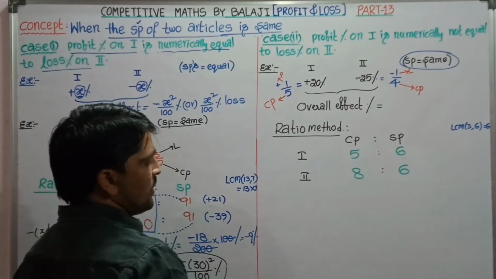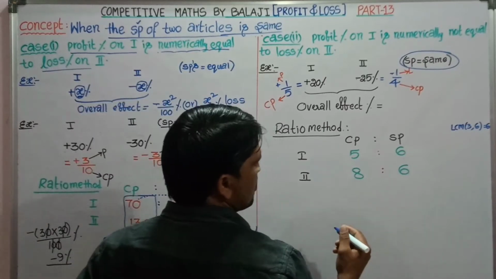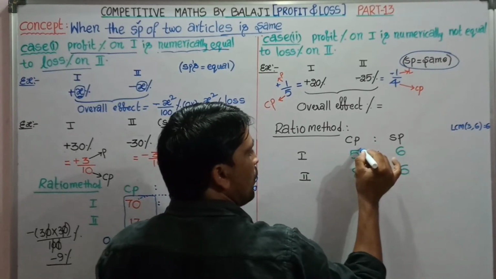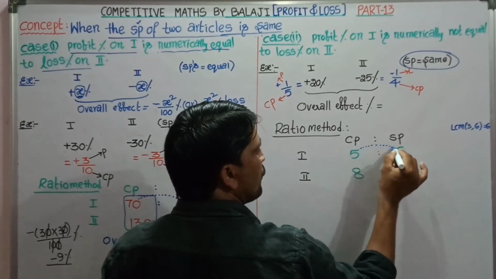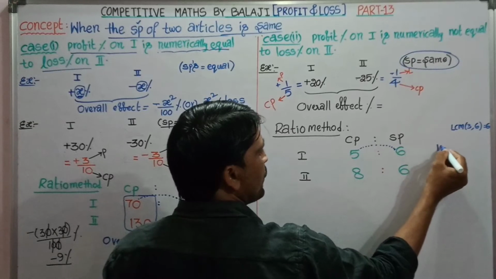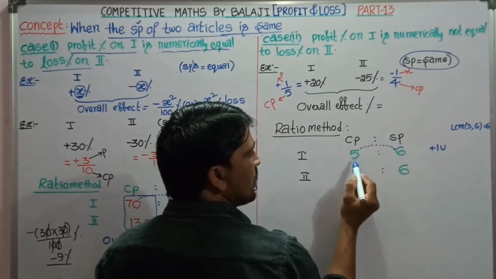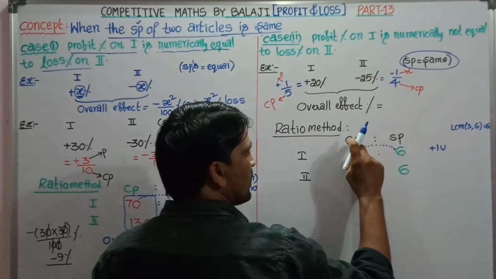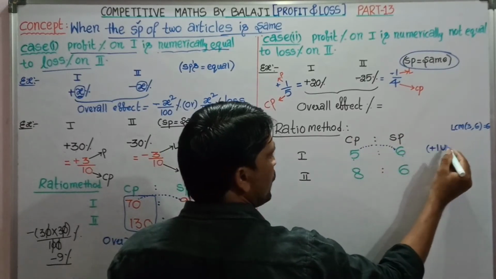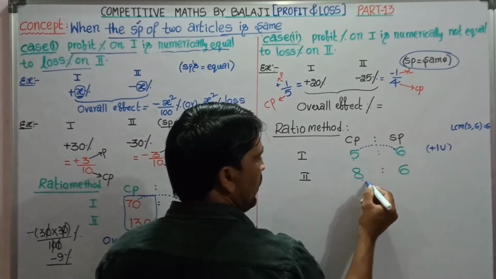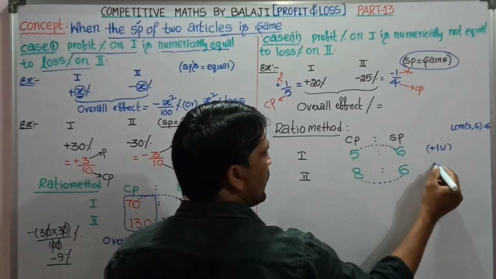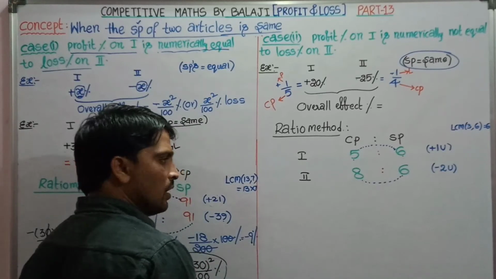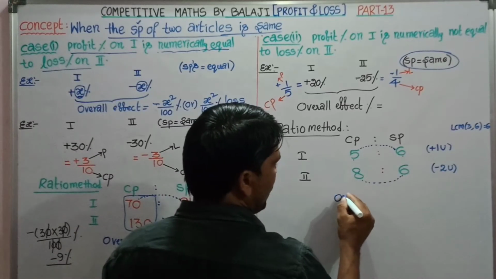Now, let us consider profit or loss. The profit on the first pen is 1 unit. Since cost price is 5 units and selling price is 6 units, selling price is greater than cost price, so we get 1 unit profit here. And on the second pen, we get 2 units loss.